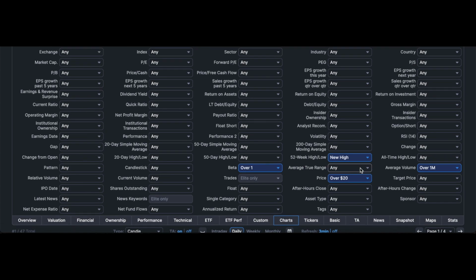And yeah, let's just go over it. So again, average volume over 1 million, price over 20.